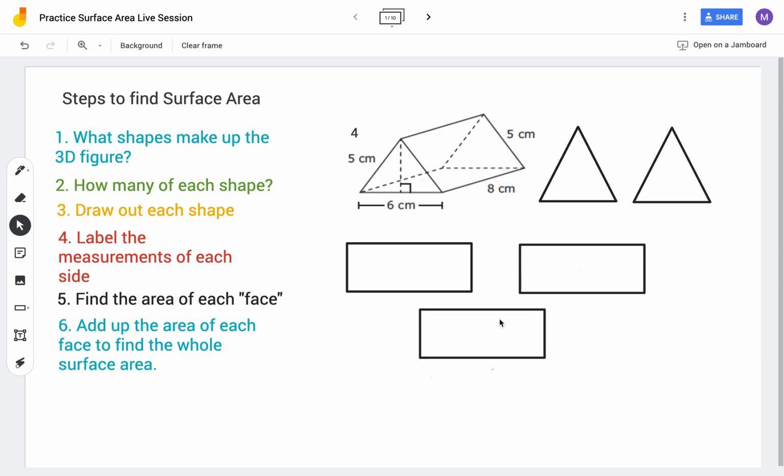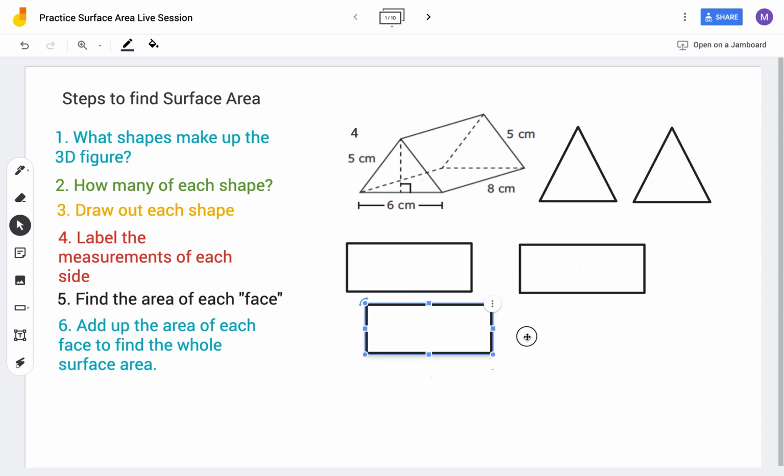However, if trying to figure out how to arrange them into a net confuses you, as long as you can come up with how many of each shape there are in this 3D shape, you can solve for surface area. What you need to realize is just because in the picture things look like they're the same size, it does not mean they are the same size. So we know what shapes make it up, we found how many of each shape, and we drew out or copied our shapes. Now we have to label the measurements of each side.